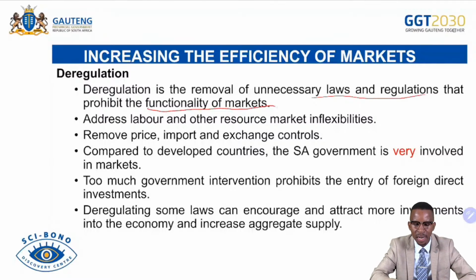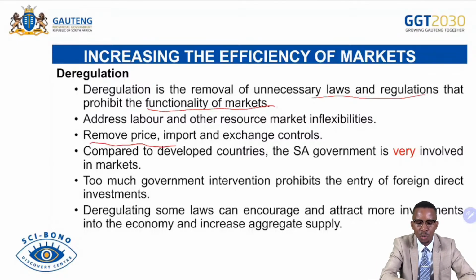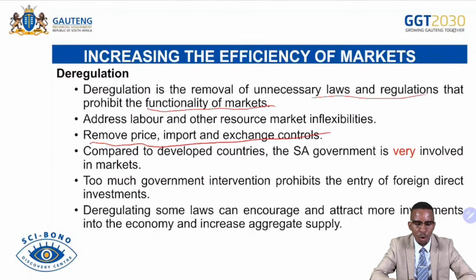So address labor and other resource market inflexibilities. Remove price, import, and exchange controls, which can result in more investors in the economy. Compared to developed countries, the South African government is very much involved in the market. There's much interference through regulation, which results in less investment by foreign direct investors in the country. Too much government intervention prohibits the entry of foreign direct investment.